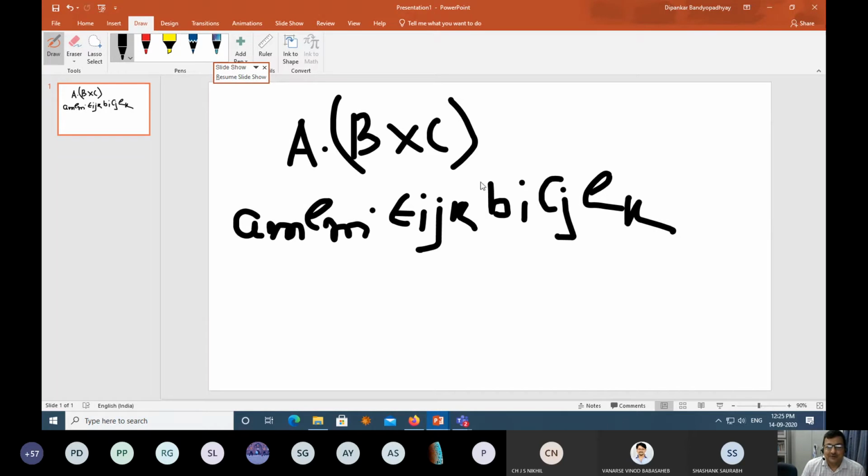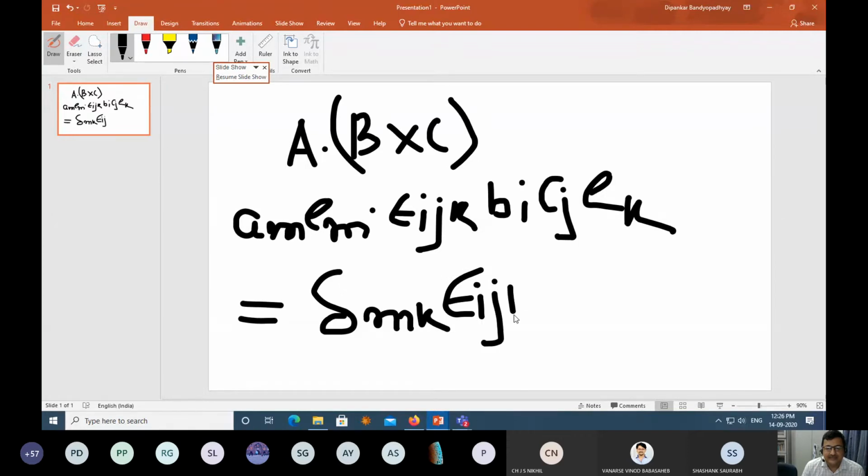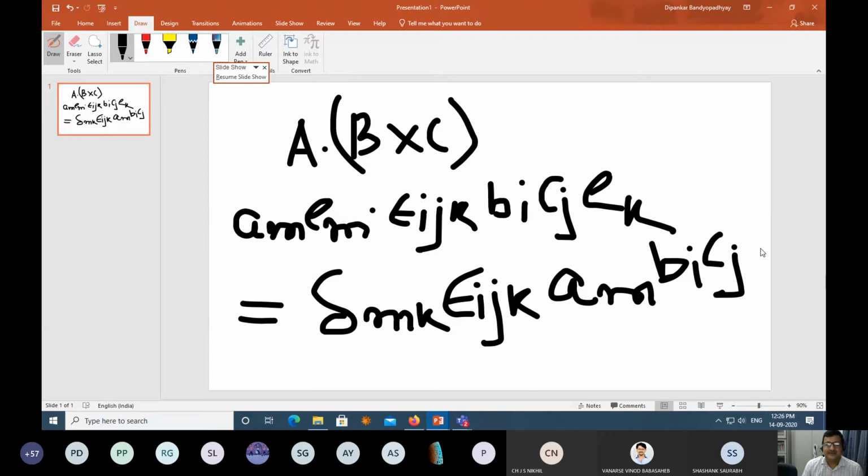Now we know that if we have a dot product between the two vectors, what is going to happen? em and ek are going to become what? This will lead to a Kronecker delta, which is delta mk. Then I can write epsilon ijk, which is another indicial notation. Then I will have am, then bi and cj. Now delta mk means m equal to k. I can go for m equal to k. So finally, what will I get?